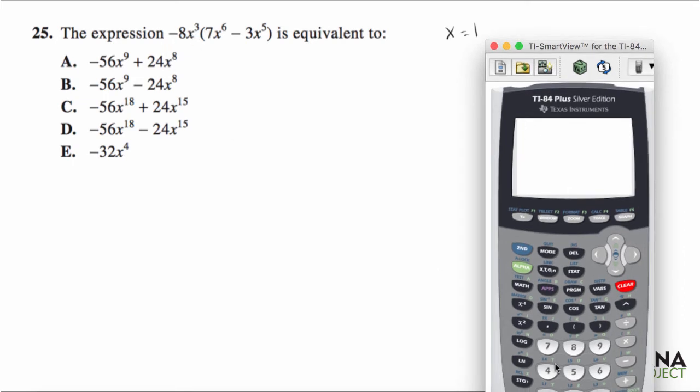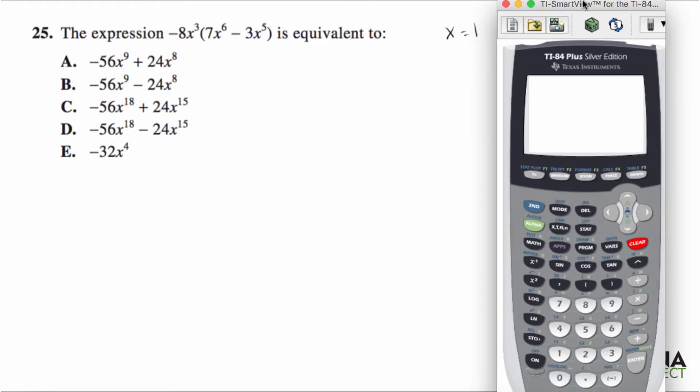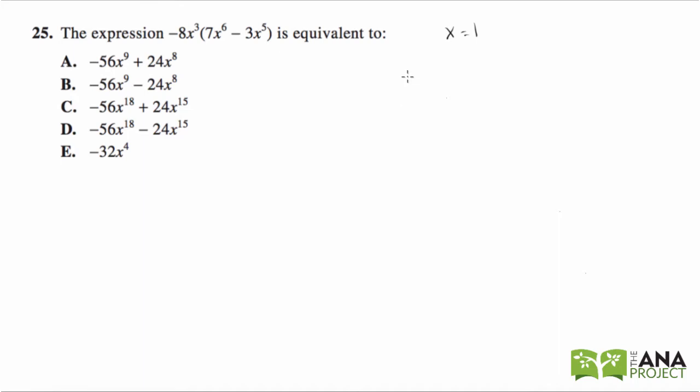Negative 8 times 1 cubed would be negative 8. So negative 8, left parentheses, 7 times 1 to the 6th would just be 7. Minus 3 times 1 to the 5th would just be 3. And we get negative 32. So this is what we're looking for. Now we'll just plug into the answer choices.